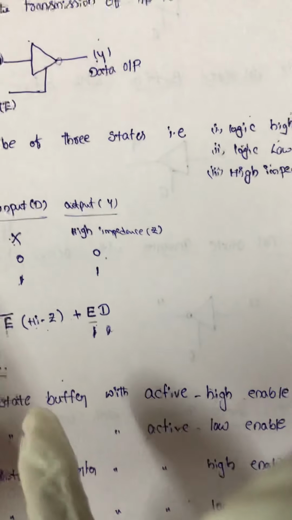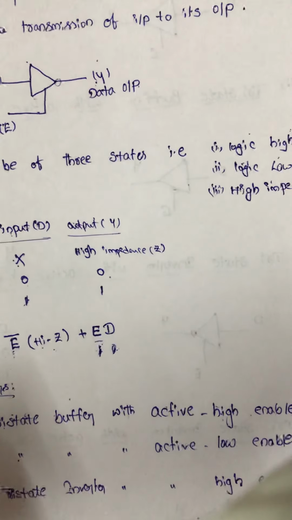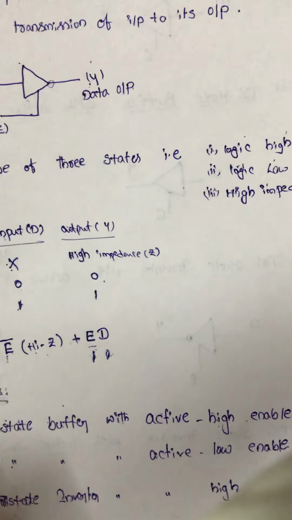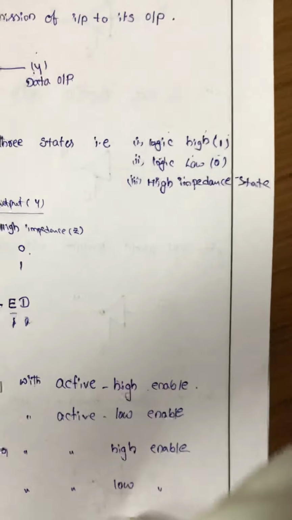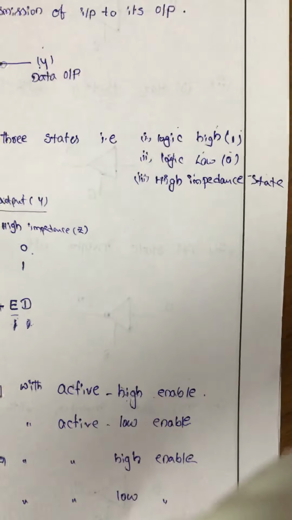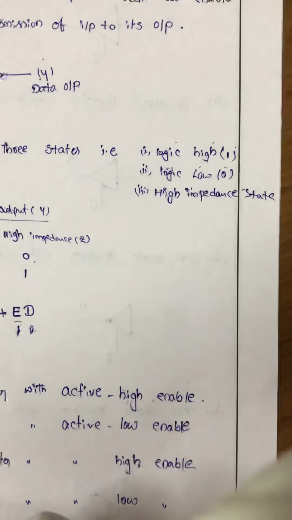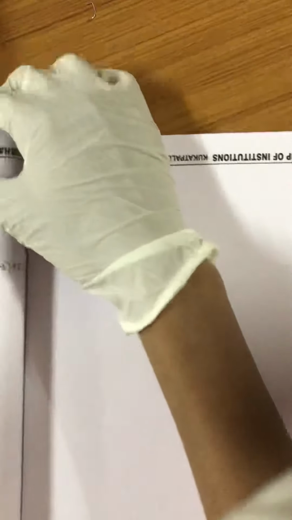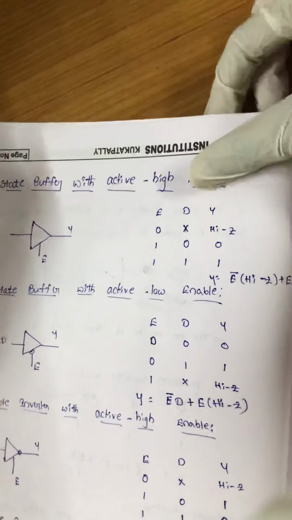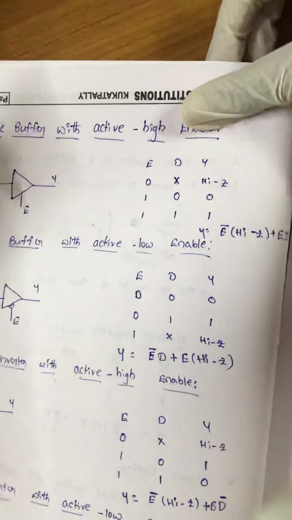Okay, so here there are 4 different types. 2 are buffers, 2 are inverters. In buffers, one is active high, another one is active low. In inverters, one is active high, another one is active low. Okay, so for each and every buffer and inverter we have to draw the truth table also.